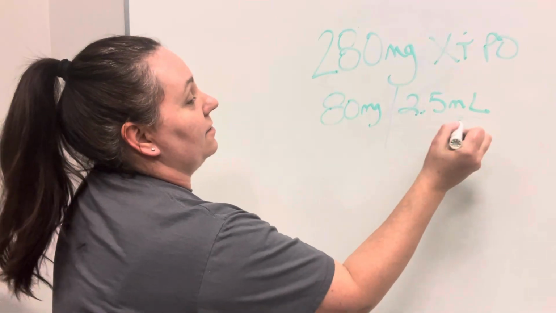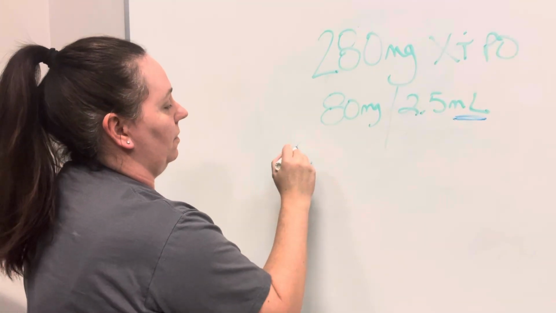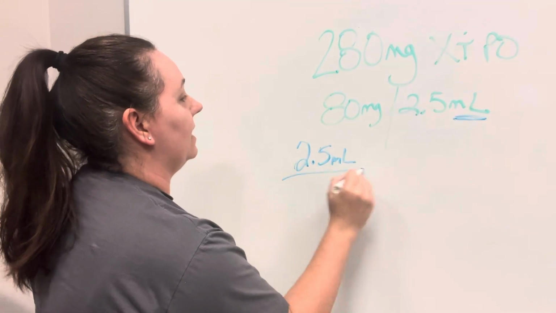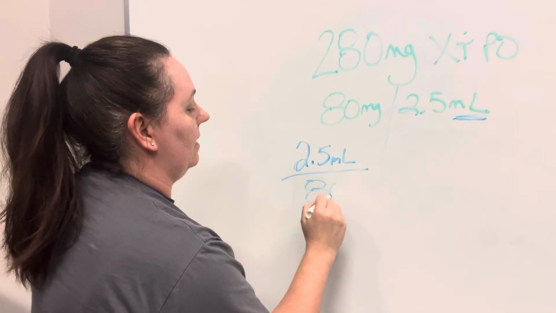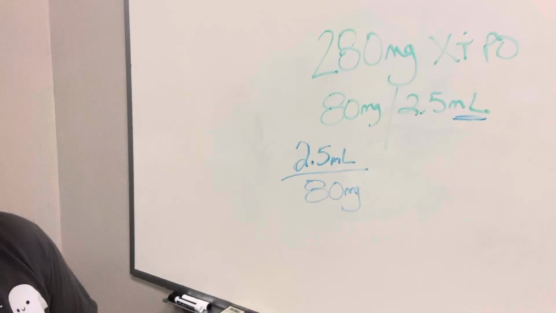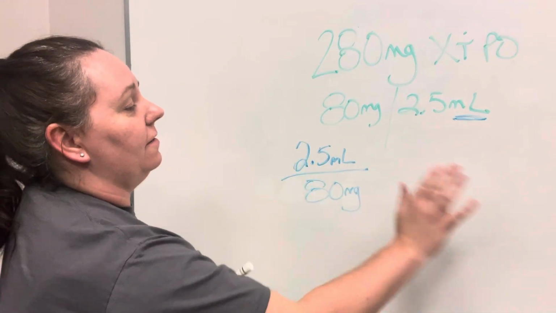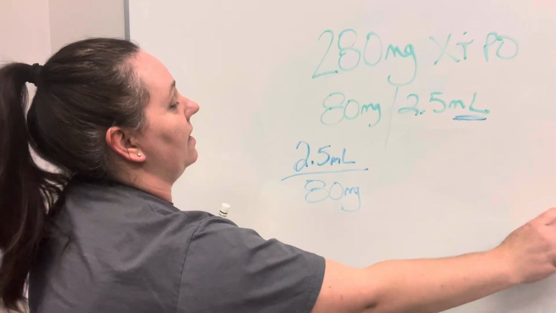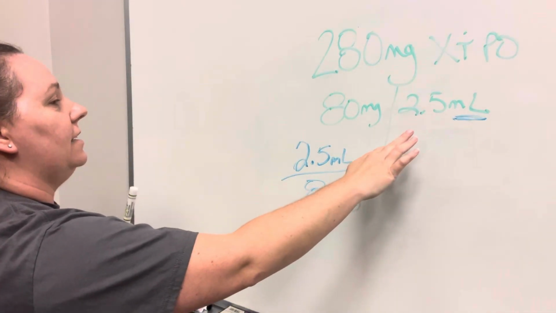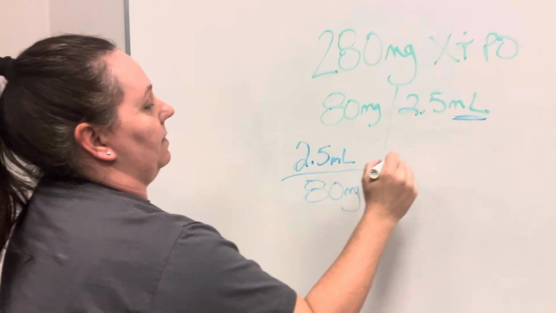Since milliliters is going to be our desired unit, we're going to start with that. We have 2.5 milliliters in 80, or with 80 milligrams. So that's our starting ratio, and we've got to work our way across from left to right over to where dose is at our denominator. So we know that we have our 2.5 milliliters at our 80 milligrams, but our dose is 280 milligrams.